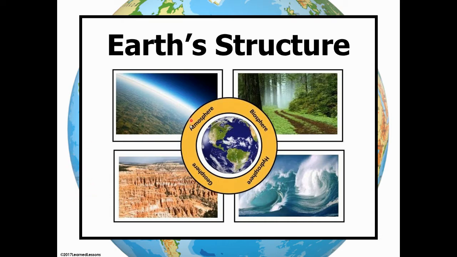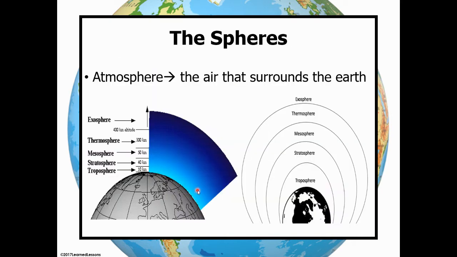We're going to start off with the four spheres. The four spheres are the atmosphere, the biosphere, the hydrosphere, and the lithosphere. The lithosphere is where we're starting our PowerPoint. It's where we're starting our notes. The PowerPoint starts going off all four of them, okay?